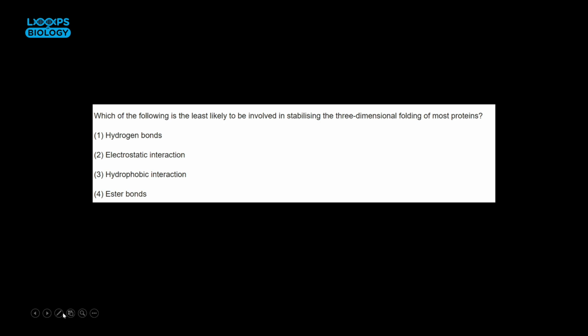Which of the following is least likely to be involved in stabilizing the 3-dimensional structure? The keyword is least likely. As we have seen, hydrogen bonds are going to be there. Some amino acids basically have charges, so there can be acidic or basic amino acids. So electrostatic interaction should be there.